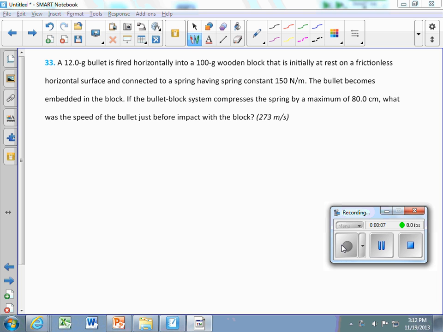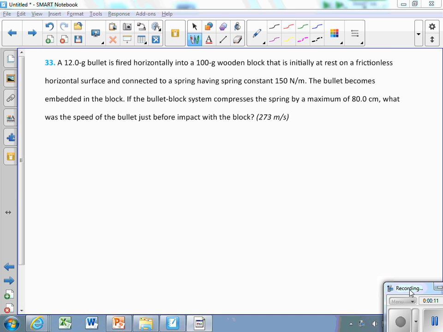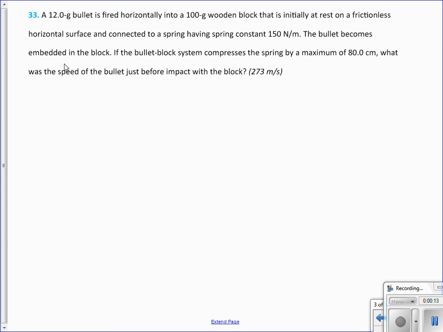Hi, everybody. I wanted to run through one of these tougher energy and momentum combination problems with you. It's number 33, the last one on that sheet I gave you. I want to try to identify a little bit of a strategy for you, and one of those strategies is to make sure you draw yourself a little picture.